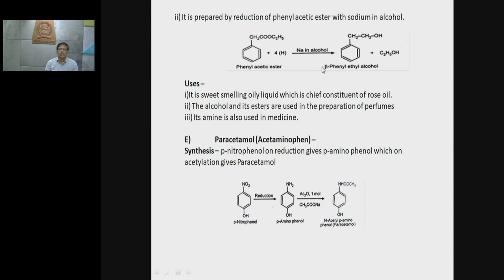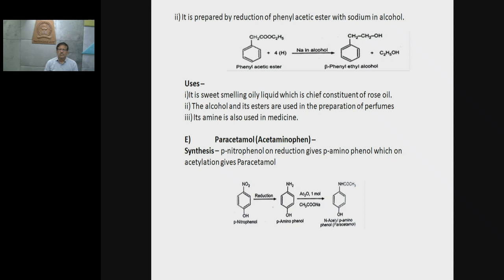Second method, it is prepared by reduction of phenyl acetic ester with sodium in alcohol. So the starting compound is phenyl acetic ester. It is reduced by using sodium in alcohol and it gives 2-phenyl ethyl alcohol or beta-phenyl ethyl alcohol.